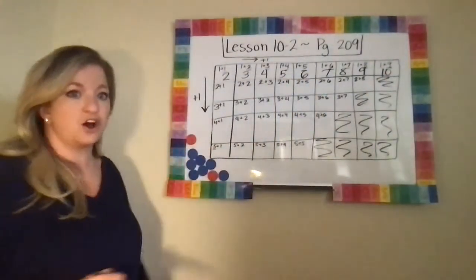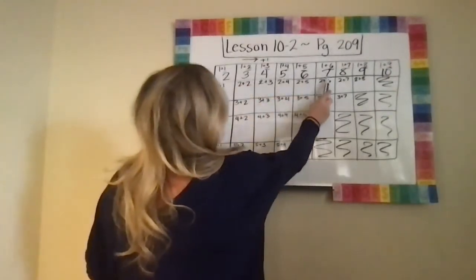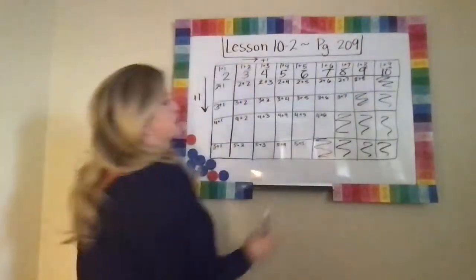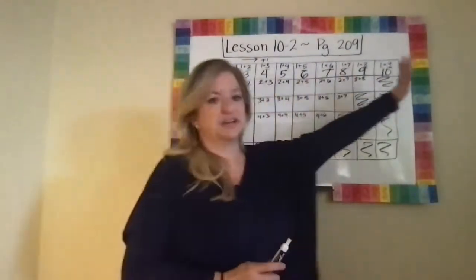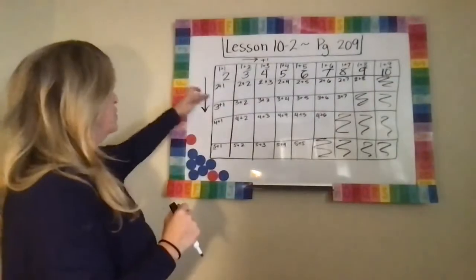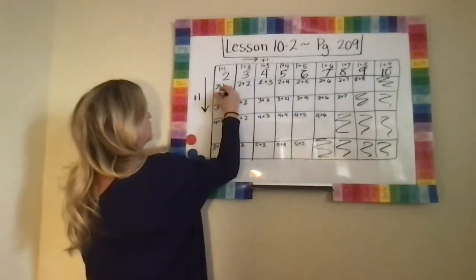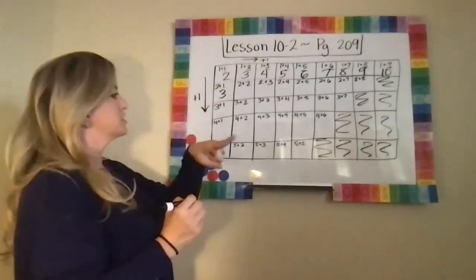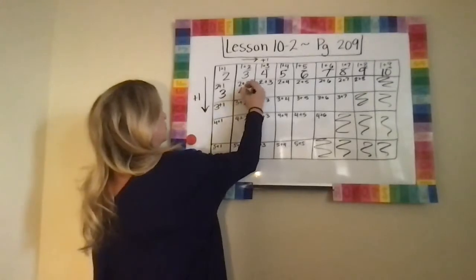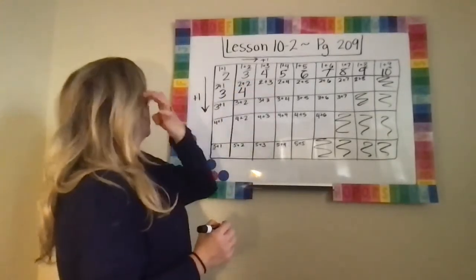And if you notice, all of your numbers go 2, 3, 4, 5, 6, 7, 8, 9, 10. My sum is getting bigger as I move to the right. So now I'm going to do the 2 row. 2, 3. 2, 3, 4. Oh, you know what? Now I'm going to count on with the biggest number.